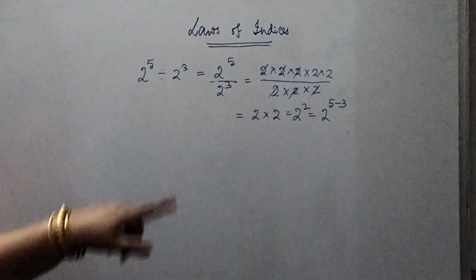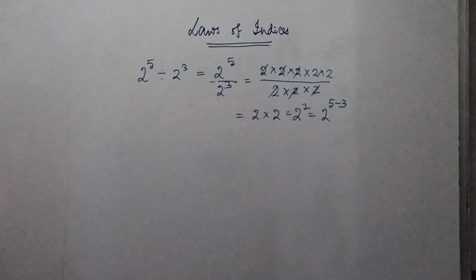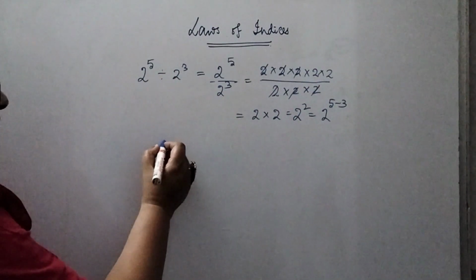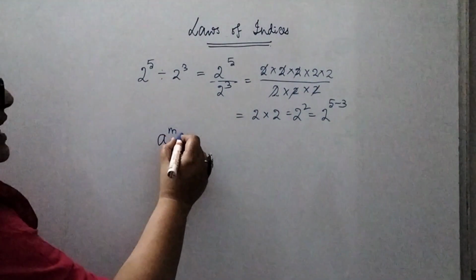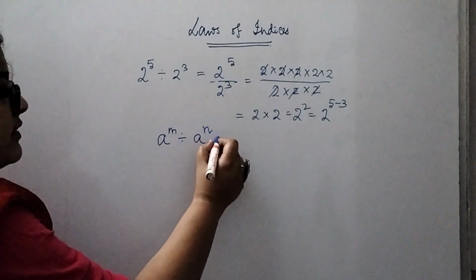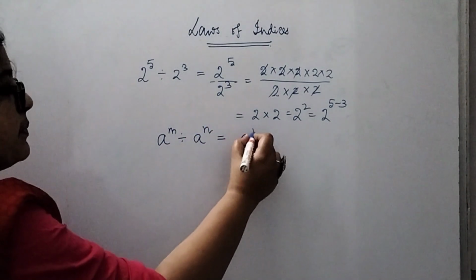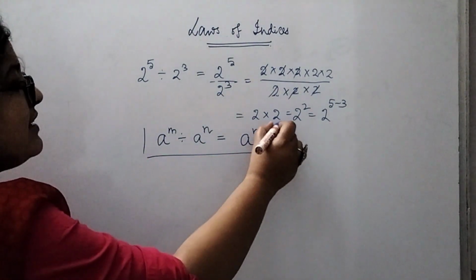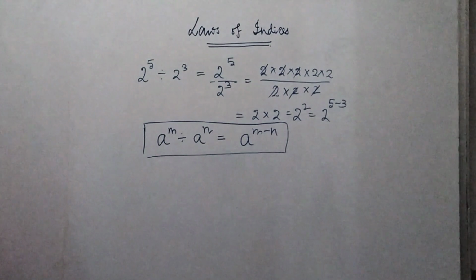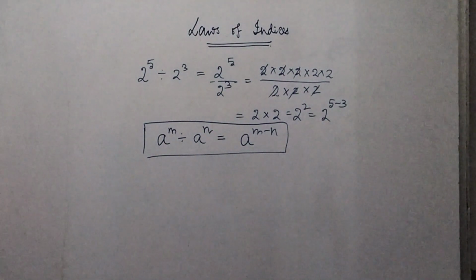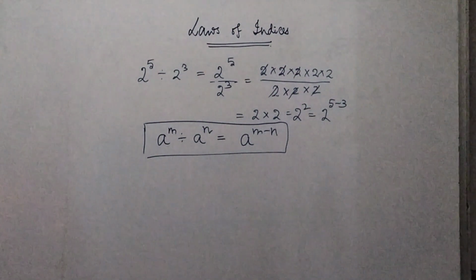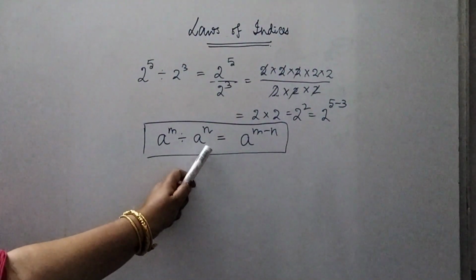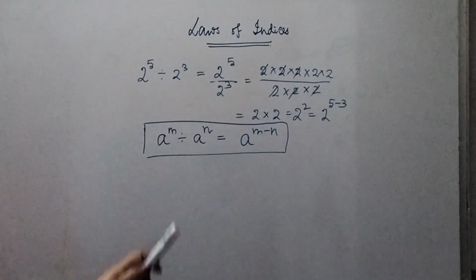So now in the generalized form, we can get another law following this type of structure. Instead of 2, if we consider a, then a to the power m division a to the power n will give us a to the power m minus n. So this is another important law of indices, that is, a to the power m division a to the power n equals a to the power m minus n. Here make sure, students, that the bases should be the same.